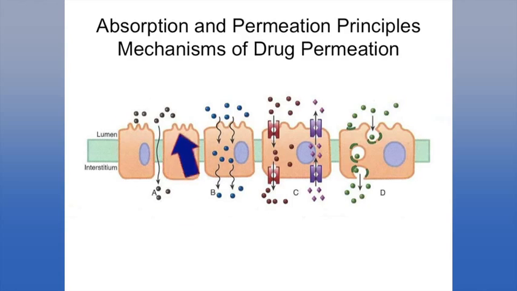Example B is lipid diffusion. And here we see a molecule on one side of the membrane actually passing through the membrane, passing through what is referred to as the lipid bilayer. In order for this to happen, the molecule must be lipid soluble.